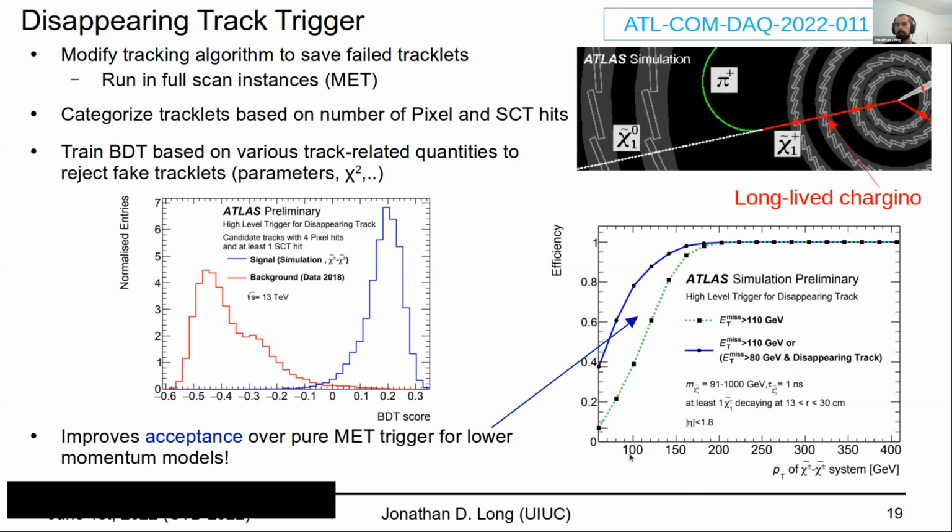So on the bottom right, this is the efficiency for the trigger versus the momentum of the chargino system. And in green, this is what we would have by default, missing energy greater than 110 GeV. But by adding in the disappearing track trigger, we can improve the acceptance by something like a factor of 2 for these relatively low momentum systems. And so it's a nice example of how by being able to target exactly the signature we're looking for, we can really increase the acceptance by using tracking there.